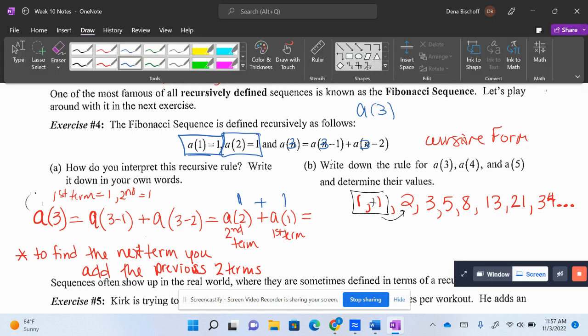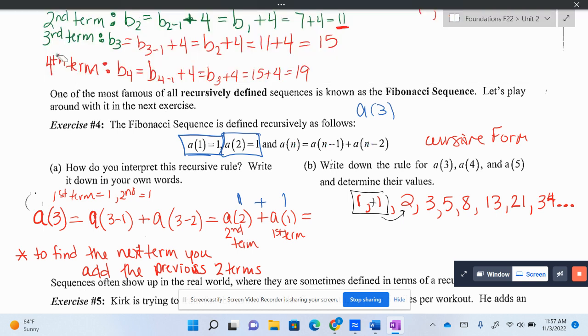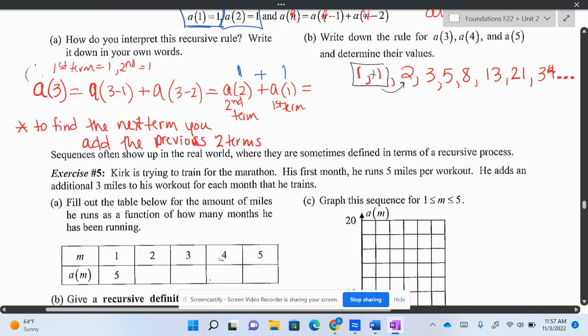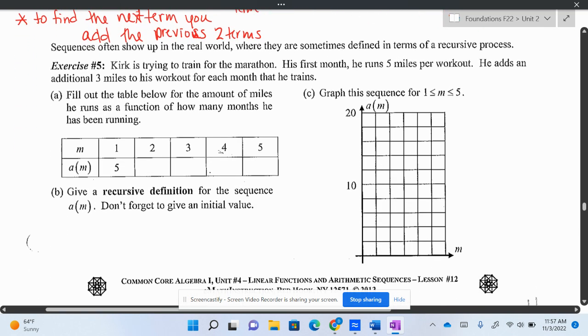So if I wanted to find a to the fourth, I would plug in a 4 here. Well, 4 minus 1 is 3, and 4 minus 2 is 2. So that says add the third and the second term together. Are you guys understanding how that formula works? Okay, so I think the only hard part is figuring out the formula.